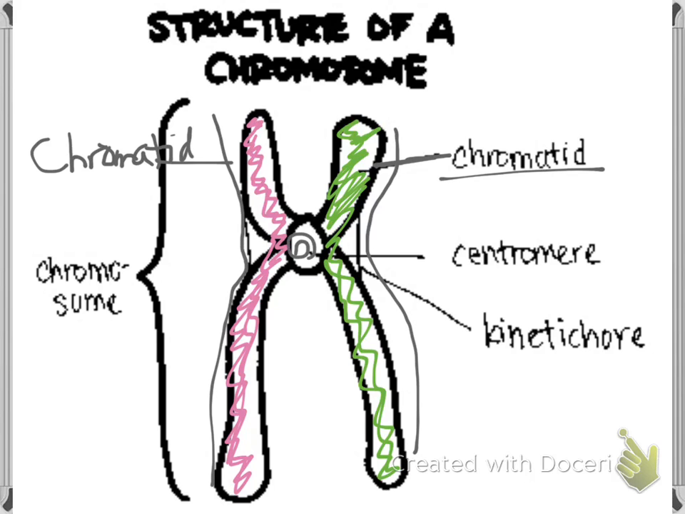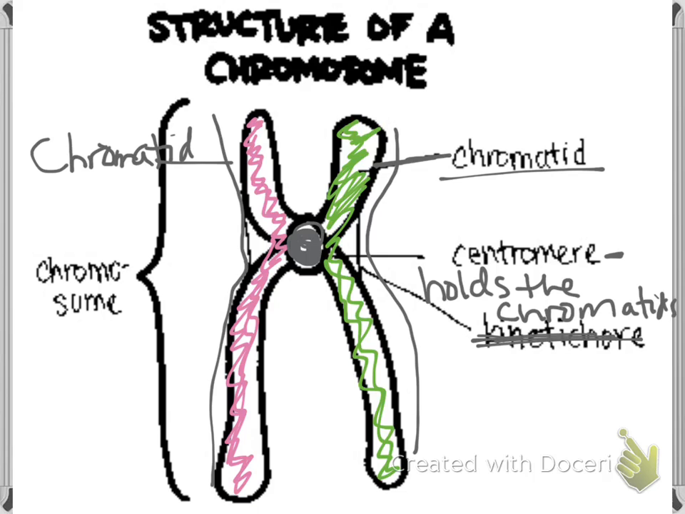The thing in the middle is the centromere. This holds the two together. So this is the centromere. Make sure you write that. And we're going to write a definition. It holds the chromatids together. And we don't need this kinetochore. So centromere holds the chromatids together, and you want to go ahead and write that.